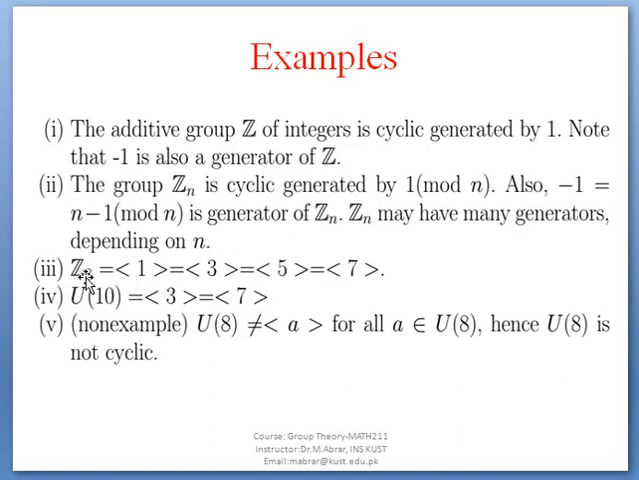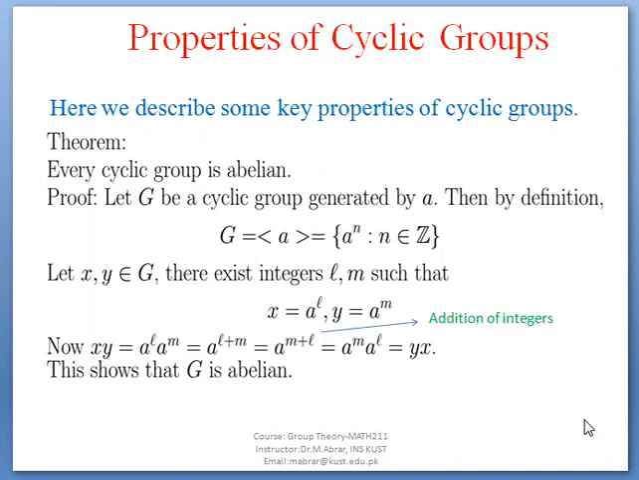For example, in Z8, 1, 3, 5, 7, all these are generators of Z8. In the case of U10, 3 and 7 are generators. So Z8, U10, Zn, all these are cyclic groups. If we consider U8, we see none of the elements of U8 generate U8, so that's why we say U8 is not a cyclic group.